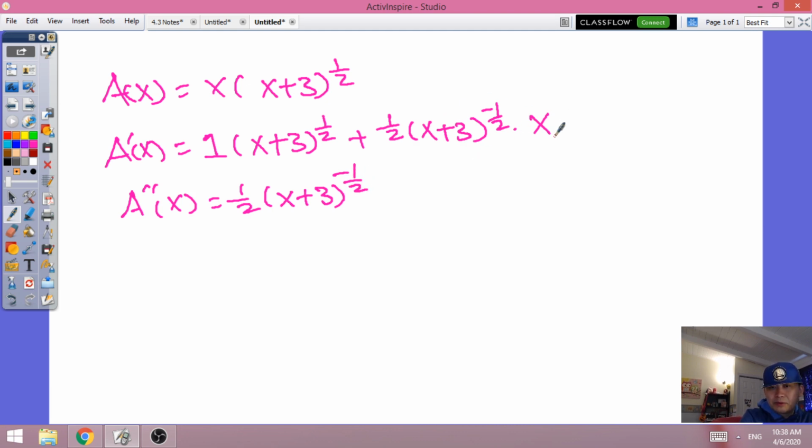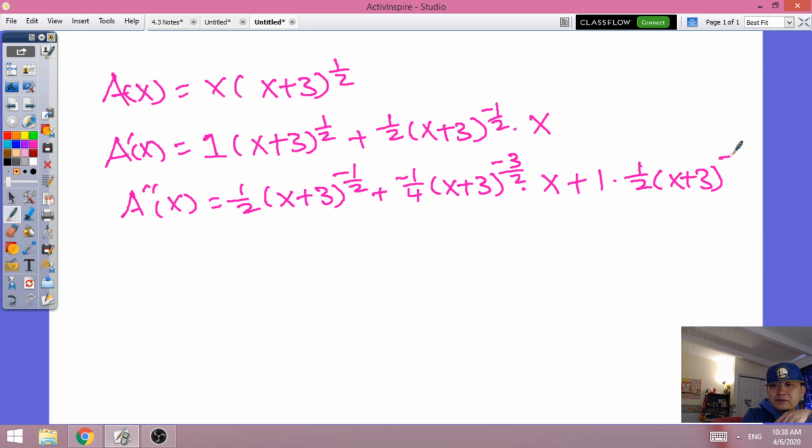And then for this part right here, we need to use the product rule again. So plus 1/2 times negative 1/2, that'll be negative 1/4 times x plus 3 to the power of negative 3/2 times x. And then plus the derivative of x, so that's 1 times 1/2 x plus 3 to the power of negative 1/2. Now you might be wondering, it's a little bit complicated. It is, because there are so many things involved right here.